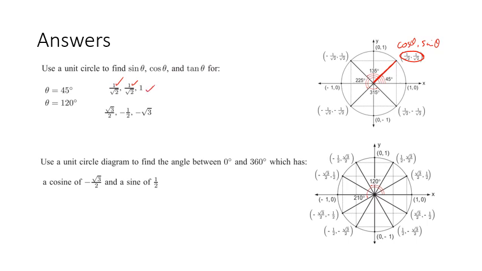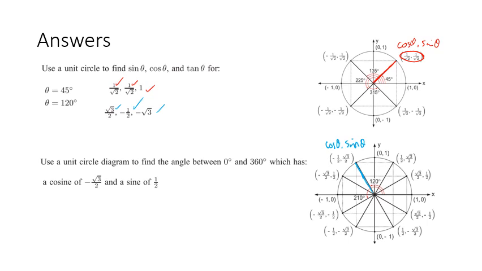If we're looking for 120 degrees, we've got 120 up here. Remember our cosine theta and sine theta. So we've got sine being root 3 on 2, cosine being negative a half, and when we divide our sine by our cosine, we end up with negative root 3.